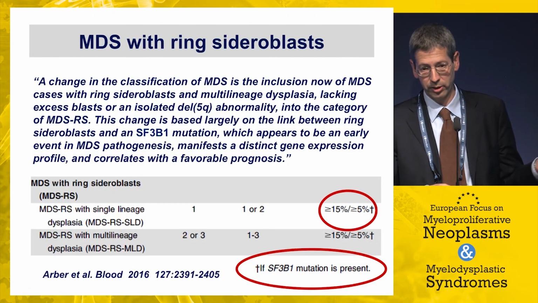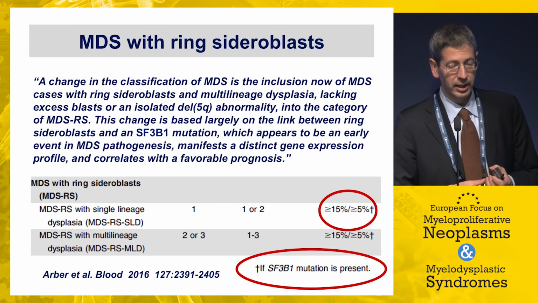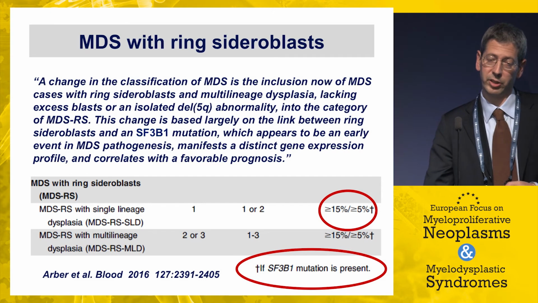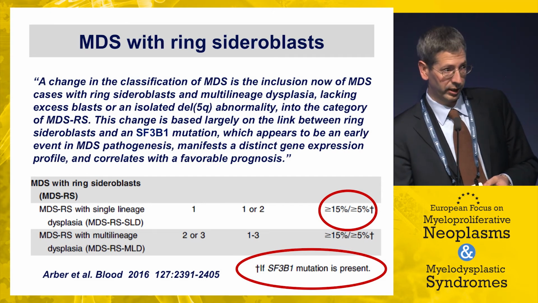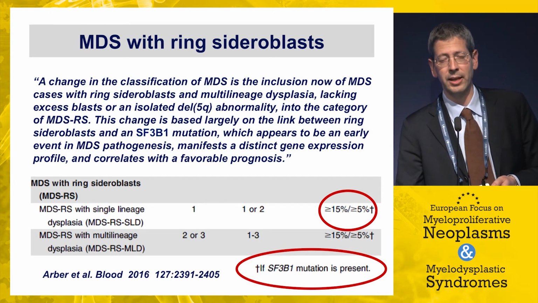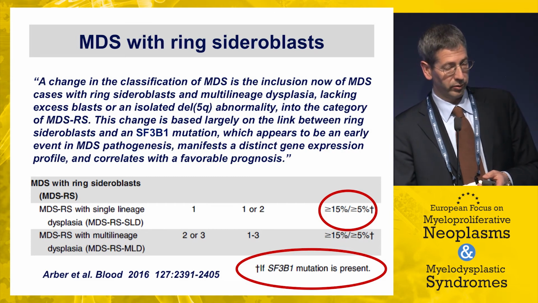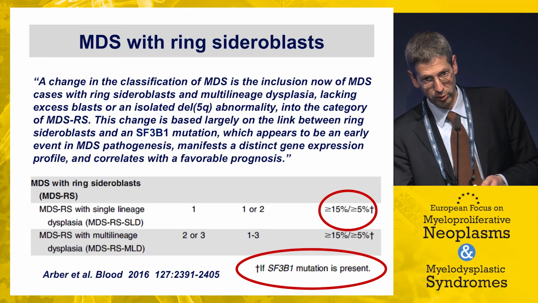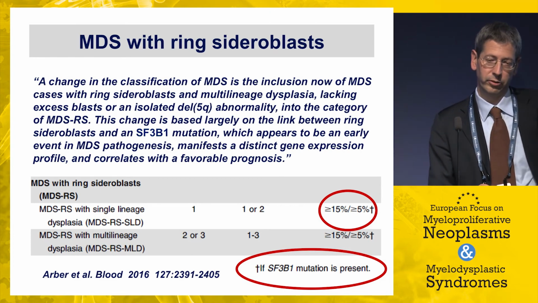And based on this and other observations, the recent revision of the WHO classification introduced SF3B1 as one of the criteria for MDS with ring sideroblasts, and in the presence of the mutation, 5% or more ring sideroblasts are required to classify the patients in the sideroblastic category.